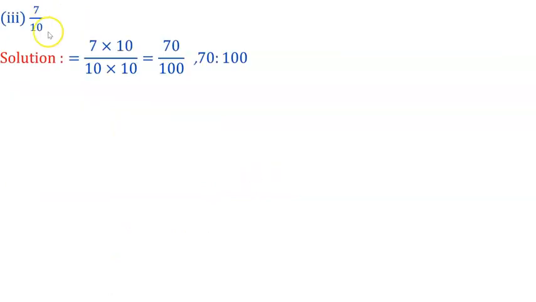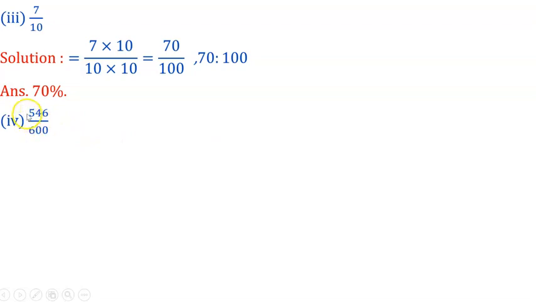Next, 7 upon 10. Here we will multiply the numerator and denominator by 10, so the second term will be 100. 7 into 10 is 70, 10 into 10 is 100. Therefore, the required ratio is 7 as to 100, which means 70%.